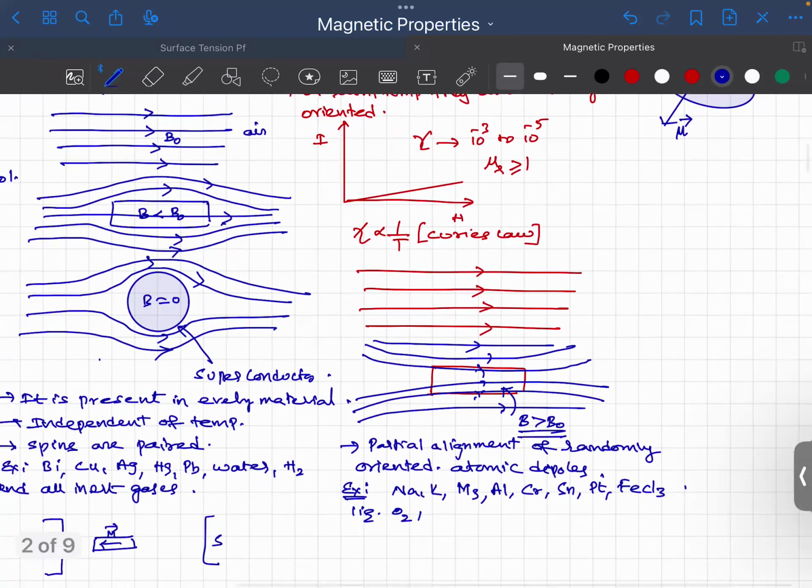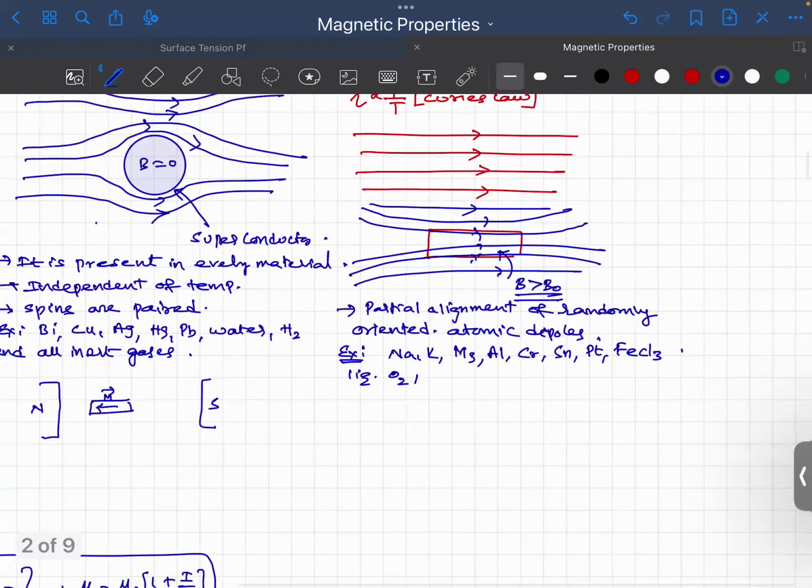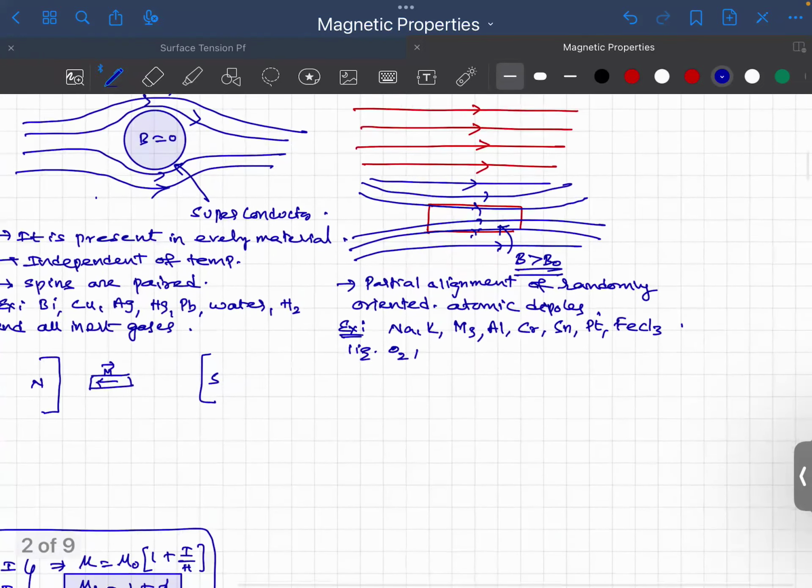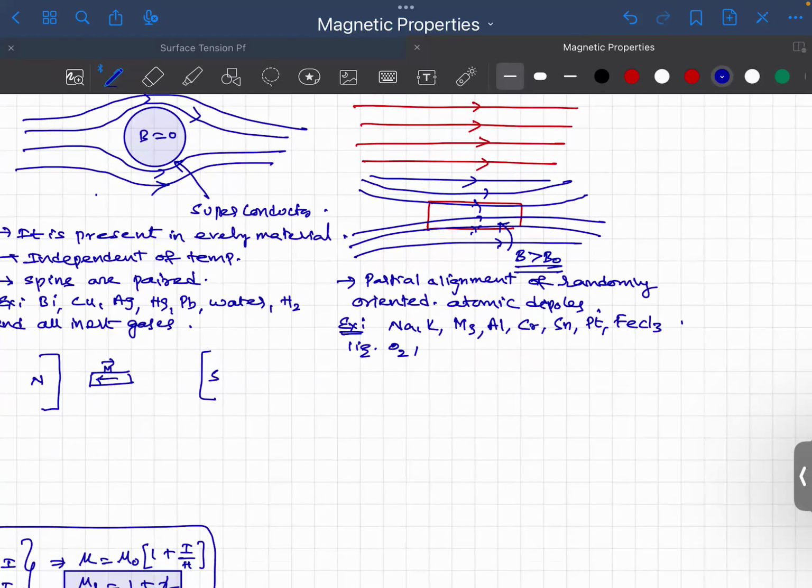So, for example, you have cases like sodium, potassium, manganese, aluminum, chromium, Sn means tin, I think, right? And platinum, FeCl3, liquid oxygen, etc. are the best examples of paramagnetic material. And this is not a universal property. It is a temperature dependent property. There is a law called Curie's law.